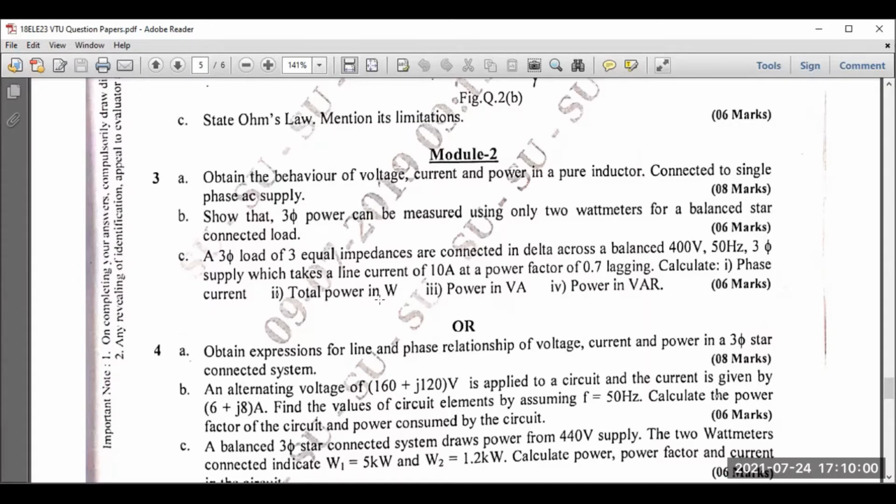Total power, for example, is root 3 VL IL cos phi. And power in VAR is root 3 VL IL sin phi. Then power in VA is root 3 VL IL. Likewise, you can compute. Definitely, you will be getting 6 marks. I'll be showing you the answer key.